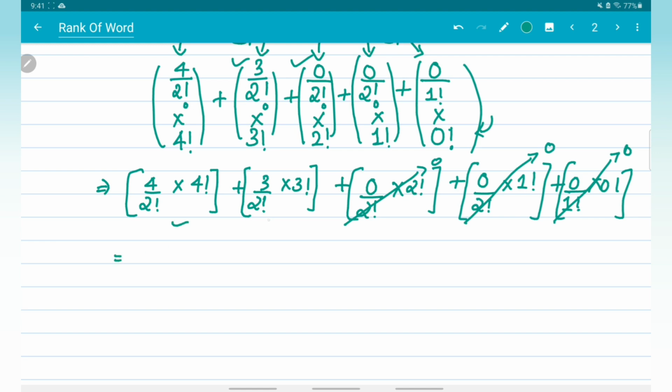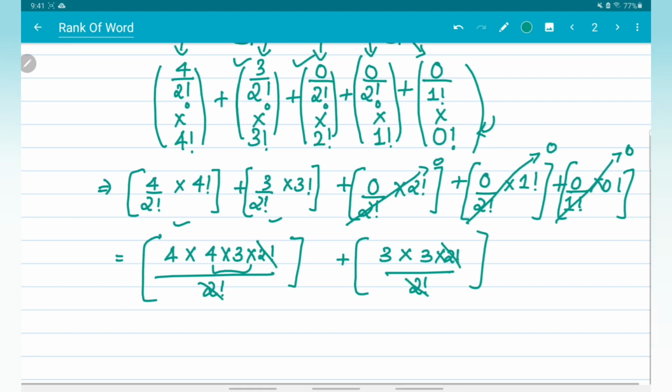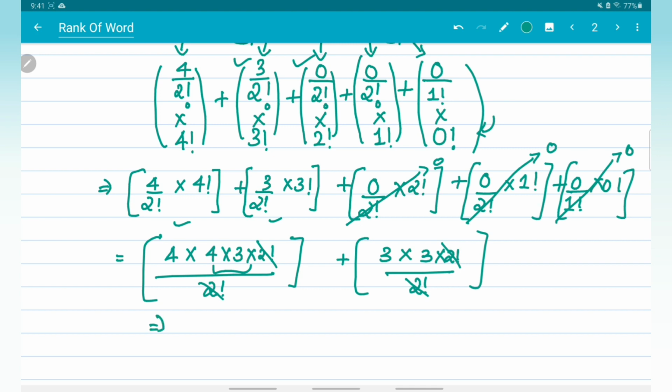Now we have to solve these two. Here you can see that this 4 factorial can be written as 4 into 3 into 2 factorial, then this whole divided by 2 factorial, plus 3 factorial can be written as 3 into 2 factorial whole divided by 2 factorial. Now we are going to cancel these 2 factorial, and when we multiply we get 48 plus 9, that is 57.